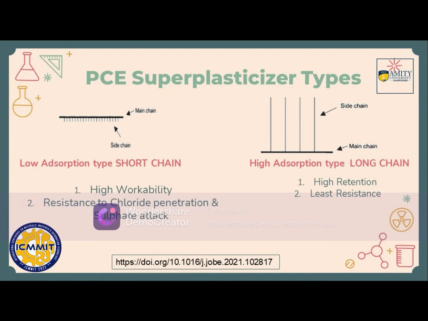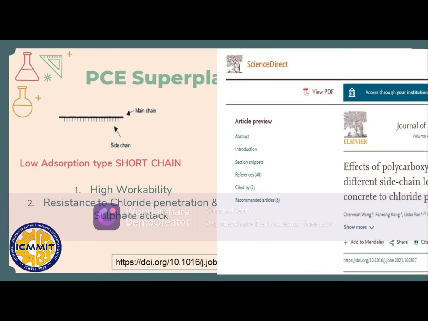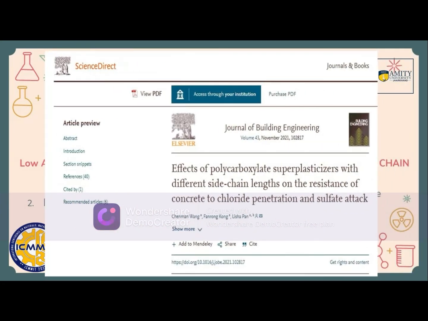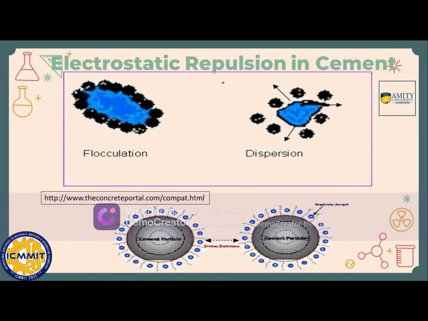It has problems with durability also. Now, this is a paper: effects of polycarboxylate superplasticizer with different side chain lengths on resistance to chloride and sulfate attack. It says that electrostatic repulsion in cement.